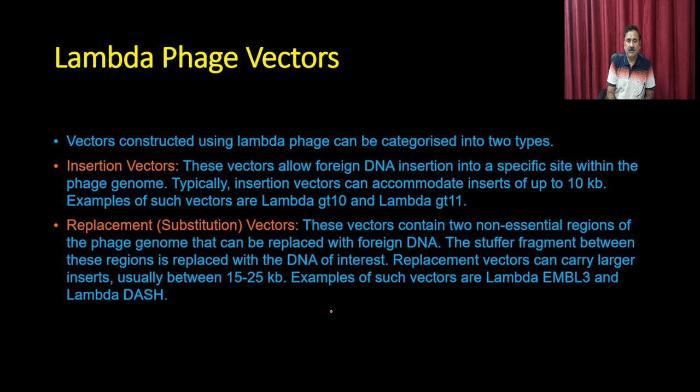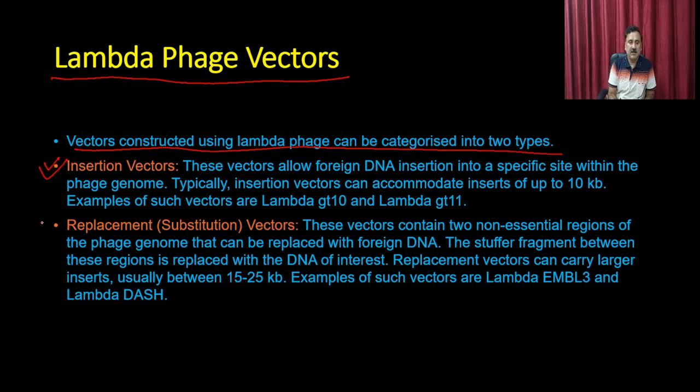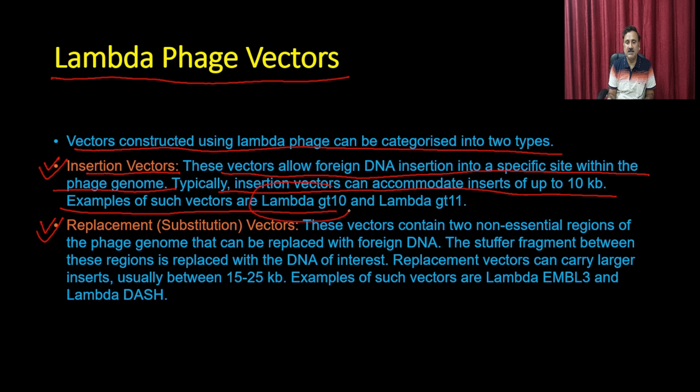So, these are some of the vectors which are based on the bacteriophage lambda. Vectors constructed using lambda can be categorized into two types, insertion vectors and the replacement or substitution vectors. Insertion vectors allow foreign DNA to be inserted into a specific site within the phage genome. Typically, an insertion vector can accommodate inserts of up to 10 kb. Examples of such vectors are lambda gt10 and lambda gt11.